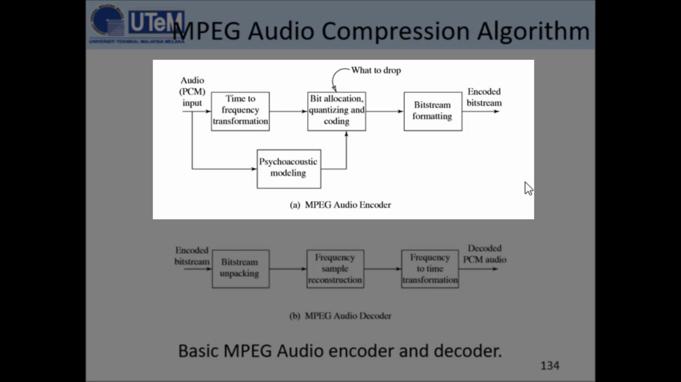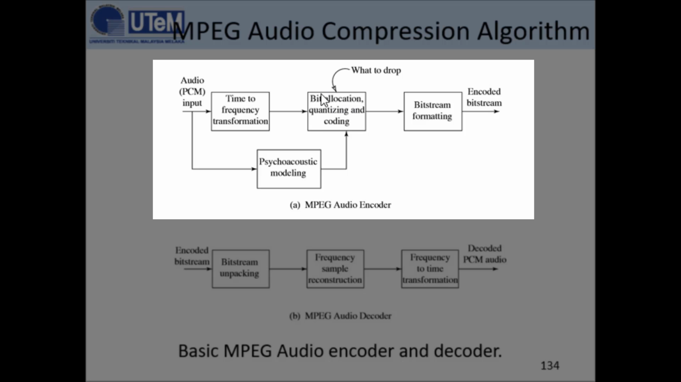So if we look at the MPEG audio encoder here, we have the input, which is the audio signal, the PCM audio input. The first step is that the audio signal is mapped into the frequency domain, and also, using the same audio signal, the psychoacoustic model is applied. The output of the psychoacoustic model will determine what signals to be kept and what signals to be discarded, and this would feed into the bit allocation algorithm.